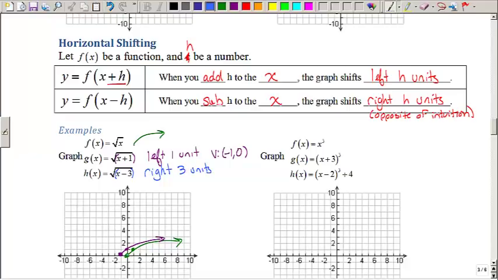If I go right 3 units from my parent function, which is the green function, I get a new vertex at 3, 0. If I shift the key point over, I have a point at 4, 1. Another way you could do that is just to go right 1, up 1 from your new vertex. And then you can sketch your square root function.